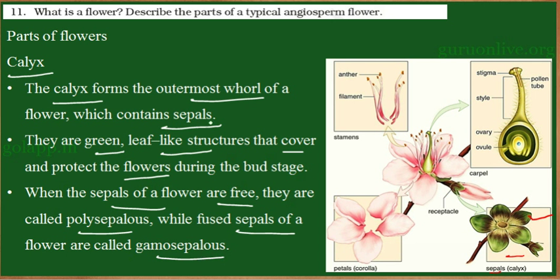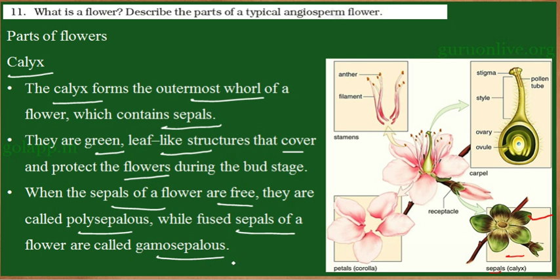So calyx is the outermost whorl. It is also called sepals. They are green, leaf-like structures. They protect the flower during the bud stage, and the arrangement is polysepalous when the sepals are free, and gamosepalous when the sepals are fused.